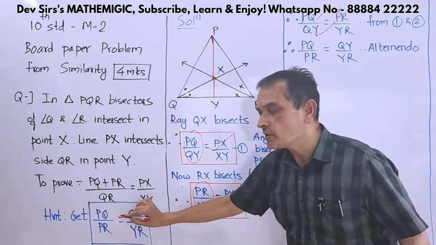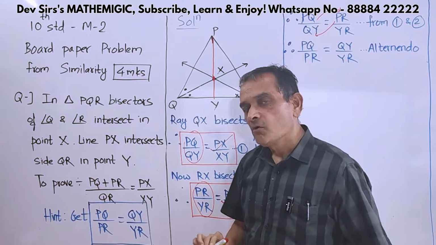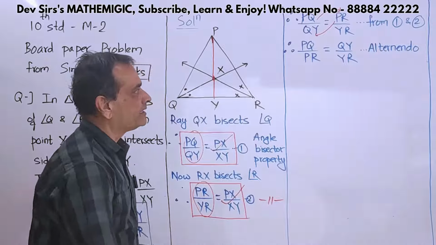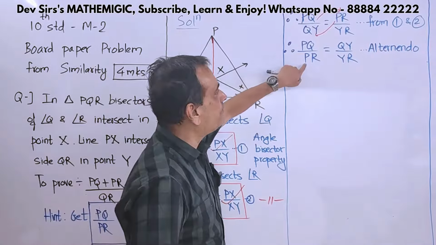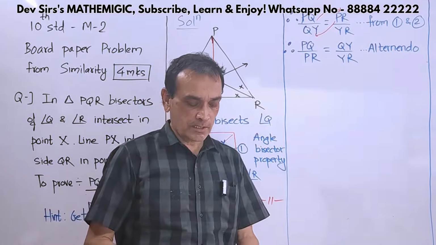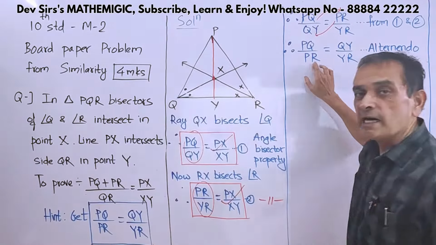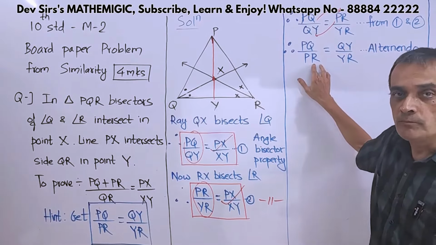Because I want to go according to the hint. Now you yourself will think, what is the reason for giving this hint? Why do I want PQ upon PR? I used alternando because only after I shift PR here, I will be able to use componendo.